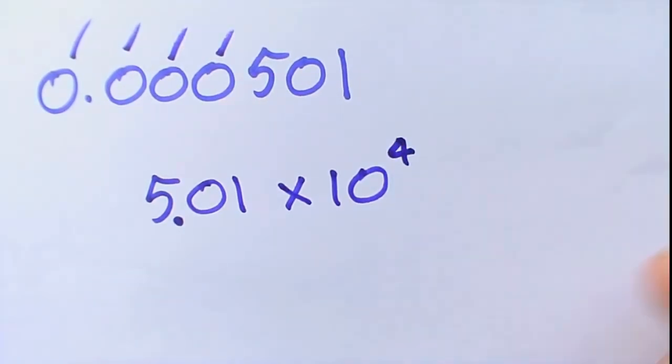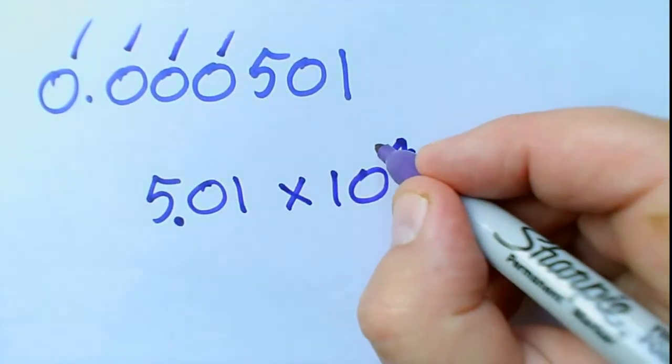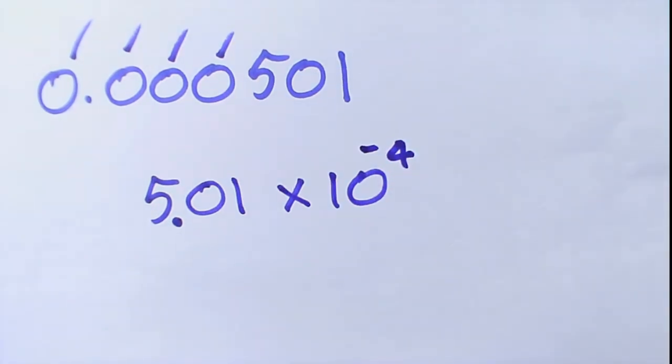But remember, it's not times by 10,000, it's divided by 10,000. How do we do that? We just put a negative sign in that index.